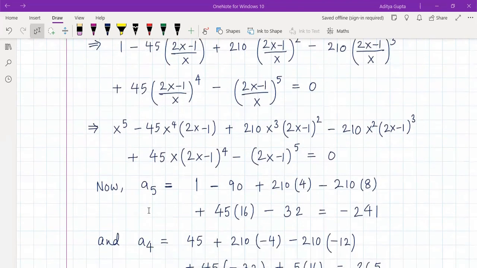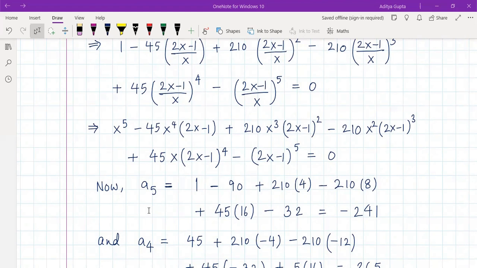So what we need to understand here is, we will not simplify this entire expression. The only thing we'll do is we'll first find A5, so x power 5 coefficient. In every term we find it and then subtract or add it. For example, in x power 5 the coefficient is 1. We have written that 1. The coefficient of x power 5 in this second term, 45 into x power 4 into 2x minus 1, is minus 90. And similarly, in all these further terms, we have listed those out. So plus 210 into 2 square, which is 4, then minus 210 into 2 cube, which is 8. So similarly, we have found minus 241 after simplifying.